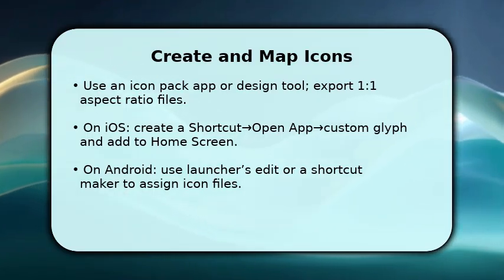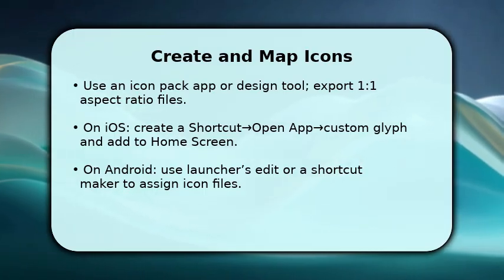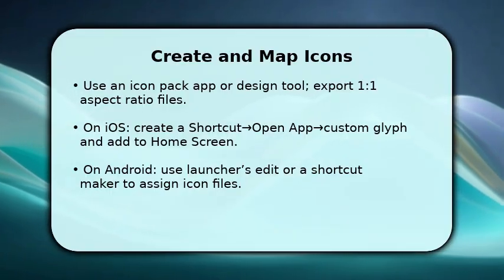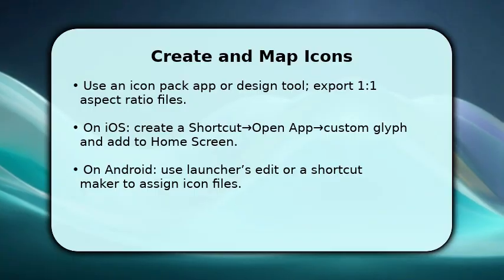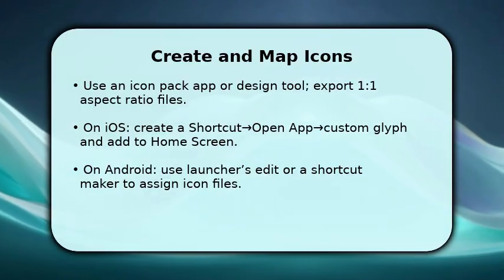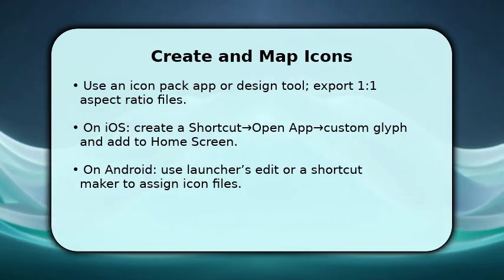For iOS, build a shortcut that opens the target app, tap the share icon, choose Add to Home Screen, then select your image as the glyph. Name it accurately. For Android, long press the app, choose Edit or use a shortcut maker, then pick your custom image. While doing this, test each shortcut immediately to ensure it launches the correct app.